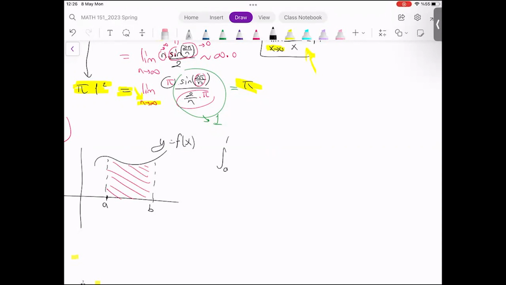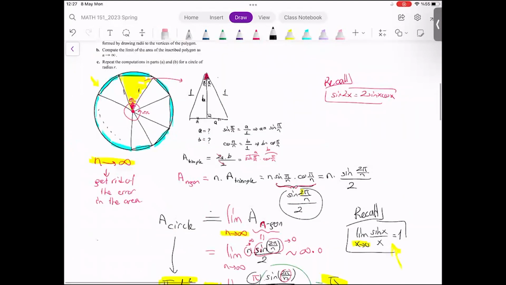This is so related to the definite integral. In fact, this definite integral has a geometric meaning. It is the same as the area under the curve. And what we do to estimate the area under the curve, we divide the interval into subintervals, just like we divide the circle here into n many triangles.